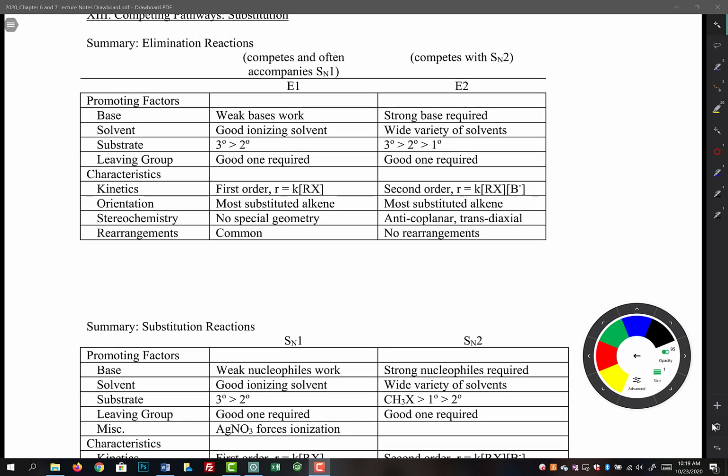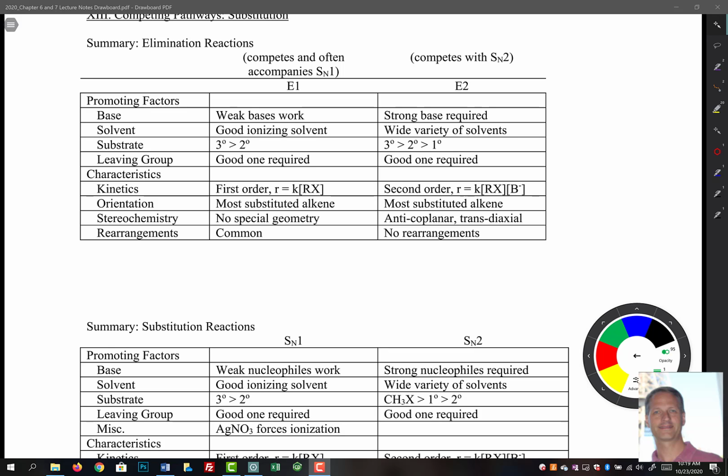There's a lot of things to summarize when we are comparing E1 and E2 and SN1 and SN2. We want to be able to do a few things in this chapter. So we want to be able to predict the individual products of these reactions if asked to do so. And the second thing we want to be able to do is look at a reaction and make a prediction as to what type of pathway we expect to observe. So there's some things that we have to look at to make that decision.